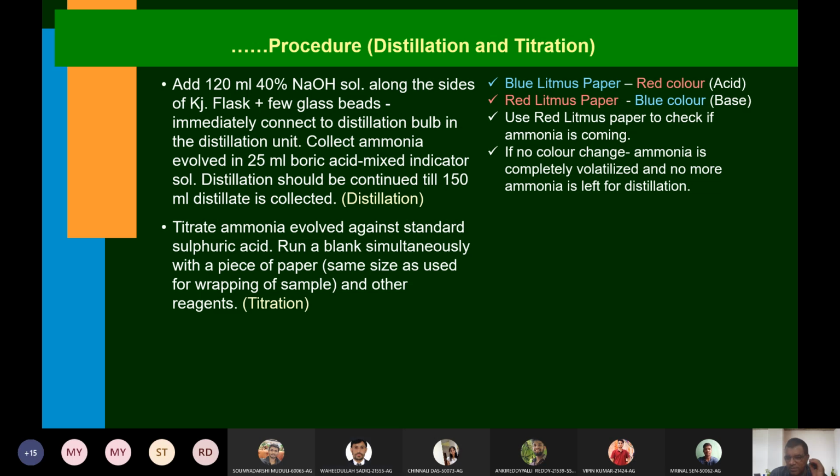Sir, can we use liquid paraffin here, or it is used only in available nitrogen to reduce frothing? Yeah, we can use that also here.